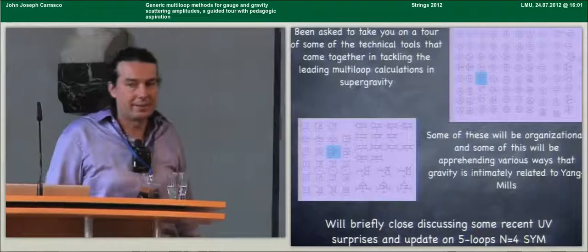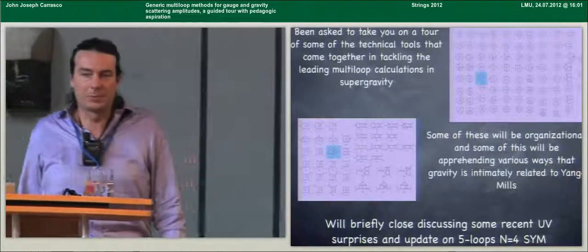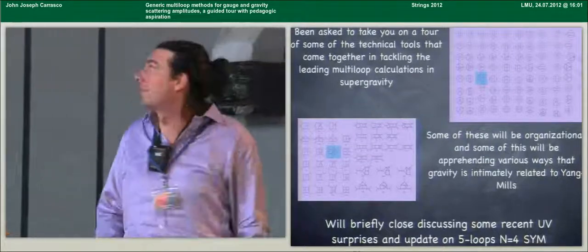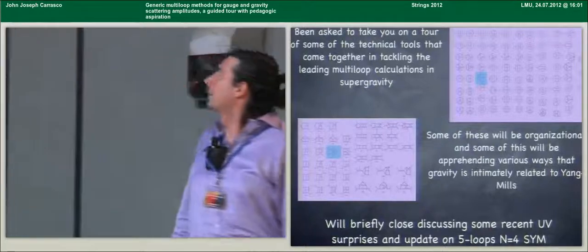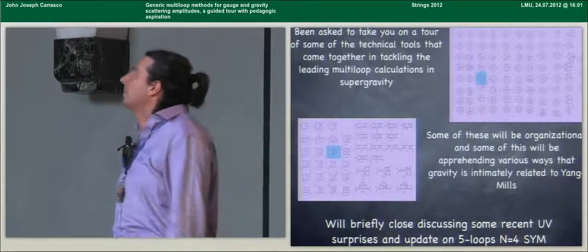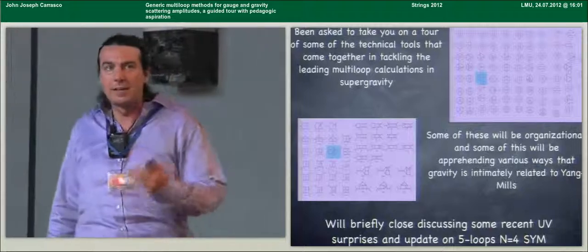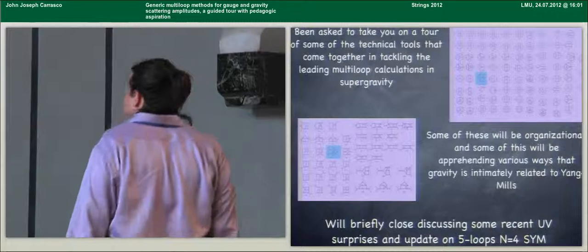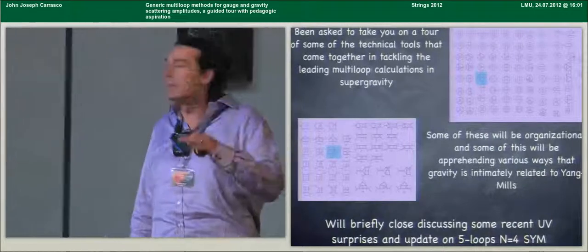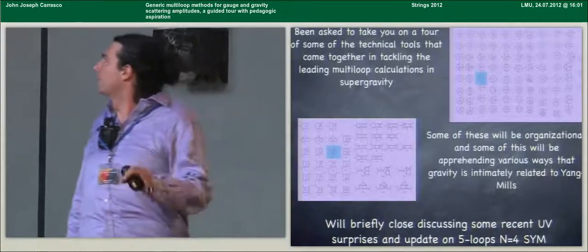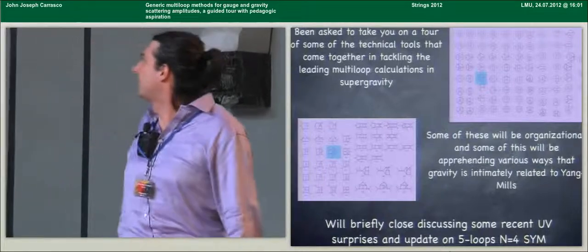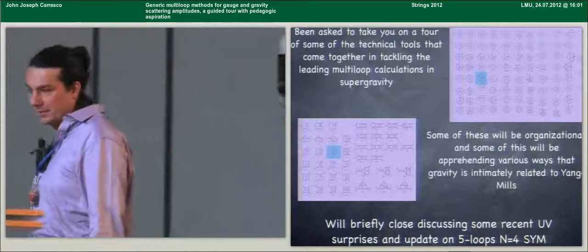So I've been asked to take you on a tour of some of the technical tools that come together in tackling these leading multi-loop calculations in supergravity. Some of what I'll be talking about will be organizational. Some of this will be apprehending various ways that gravity and Yang-Mills theories are intimately associated. And at the end, I'll briefly close discussing some recent UV surprises and give an update on 5 loops N equals 4 super Yang-Mills.